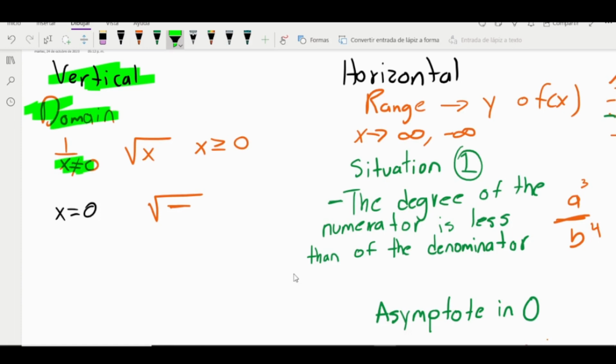So for this situation, we need to find what values of x are going to make this 0. When we find these values, we are going to have the vertical asymptotes. Another case is when we have radicals, when we have the square root, for example, or roots with even values, like to the 4th or 6th, all these roots.